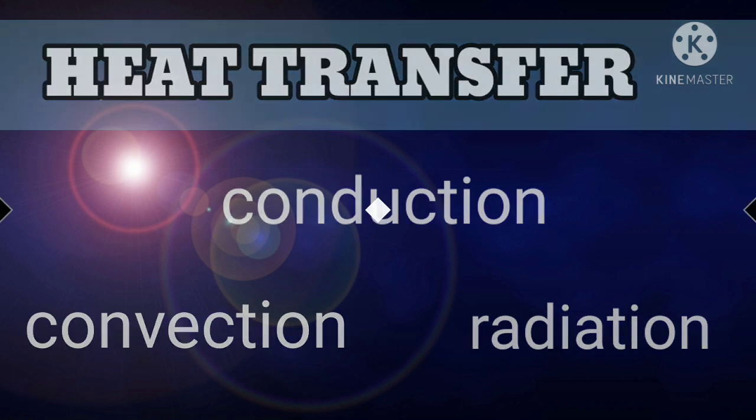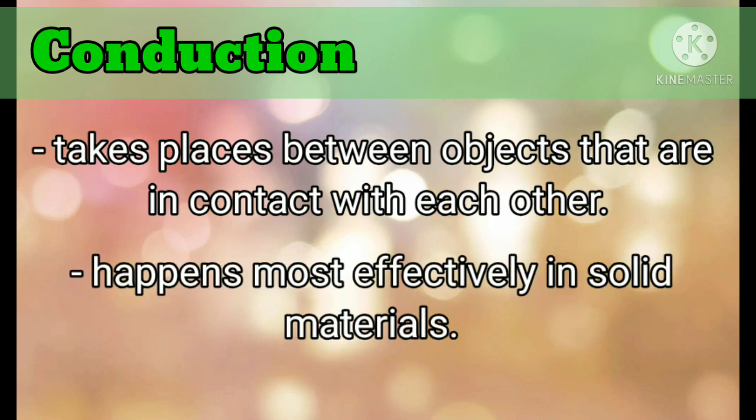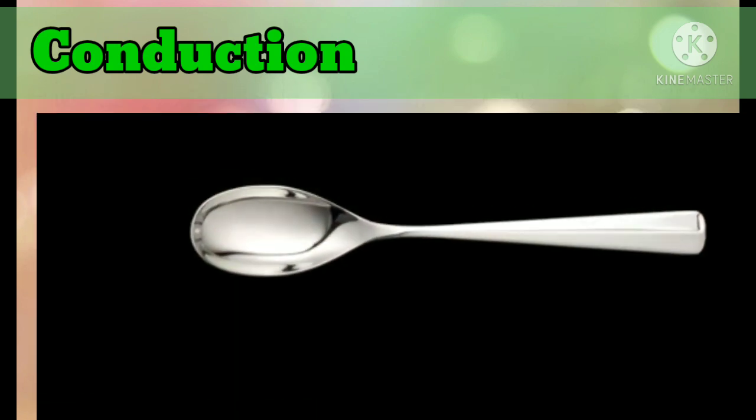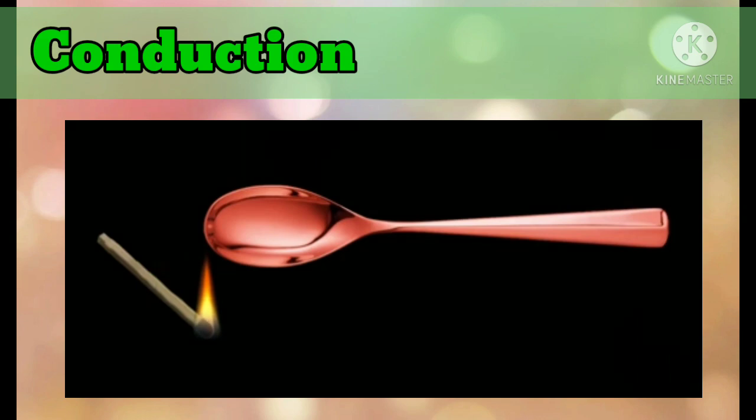Let's start with conduction. Conduction takes place between objects that are in contact with each other. Conduction happens most effectively in solid materials. For instance, a metal spoon is placed over a flame. After some time, the spoon will heat up entirely.